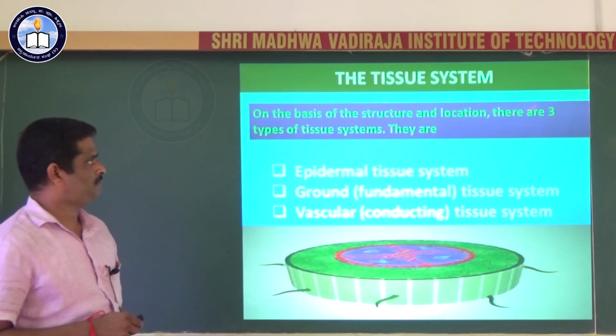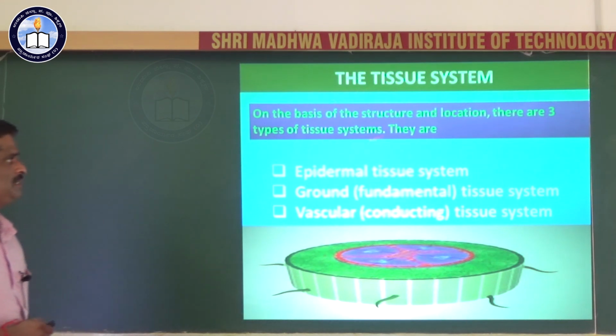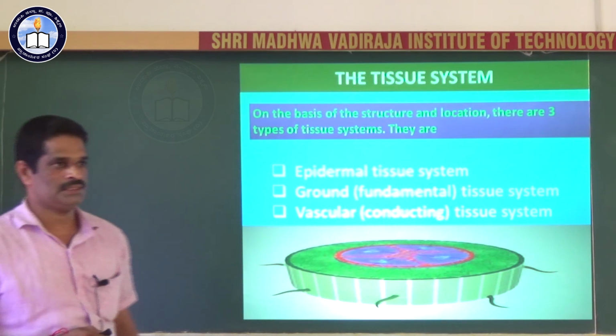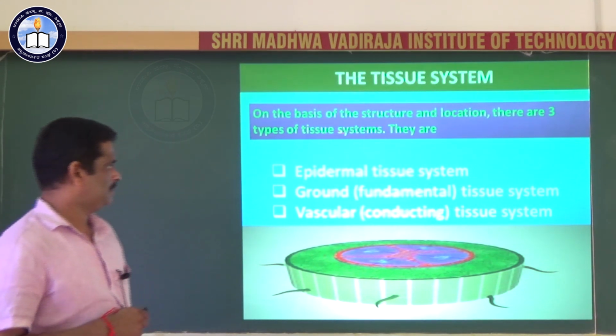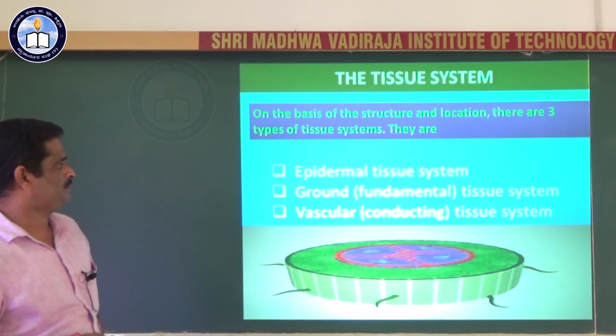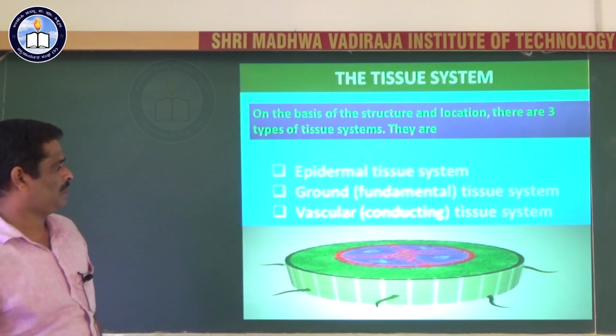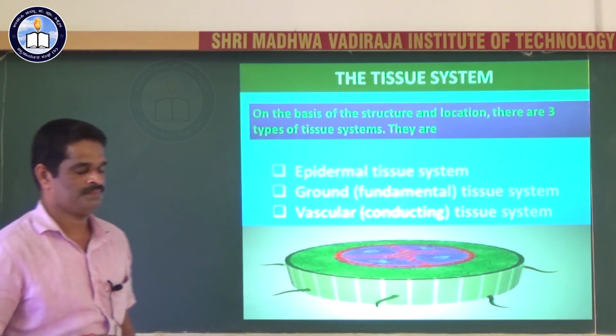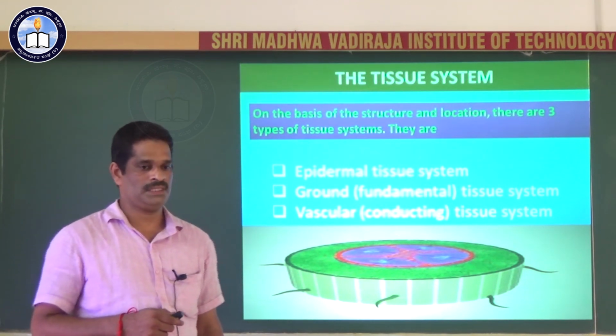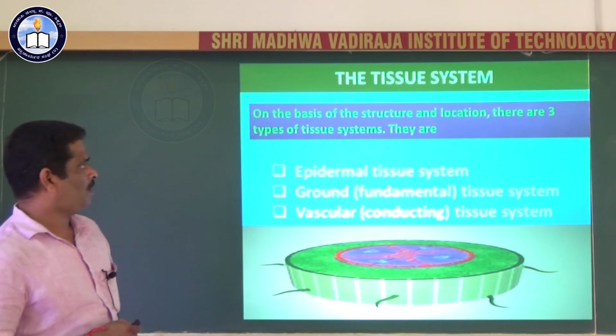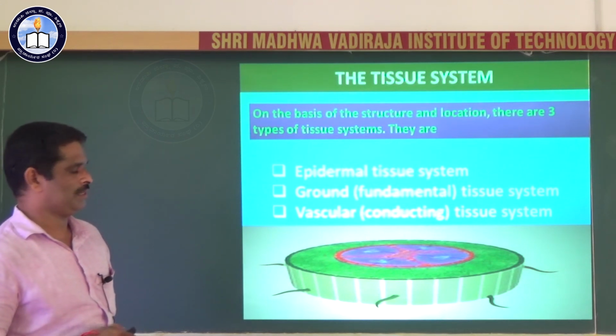Tissue systems in plants. On the basis of structure and location, there are three types of tissue systems in plants. That is, the epidermal tissue system, the ground or fundamental tissue system, and the vascular or conducting tissue system. There are three types of tissue system on the basis of structure and location.